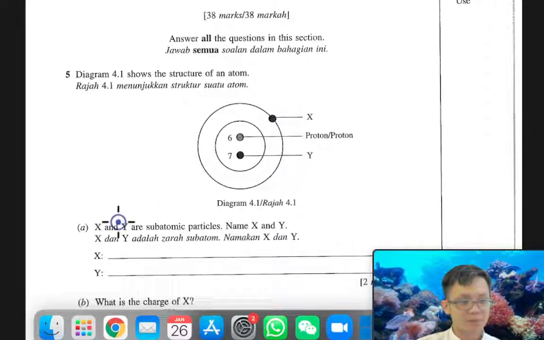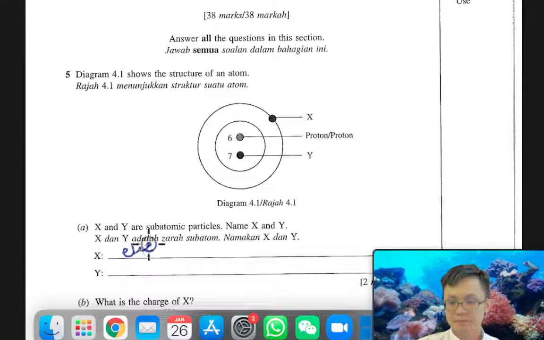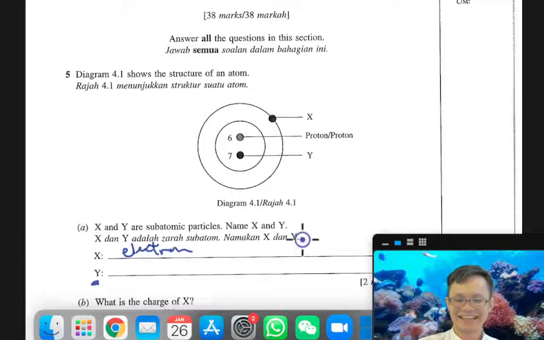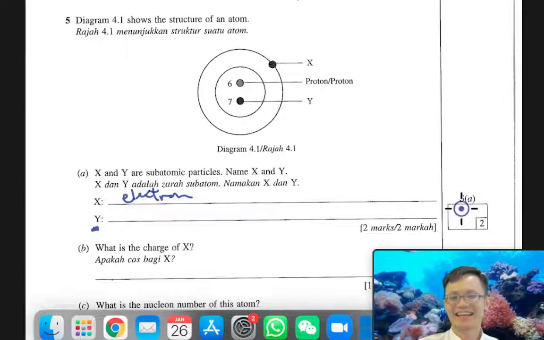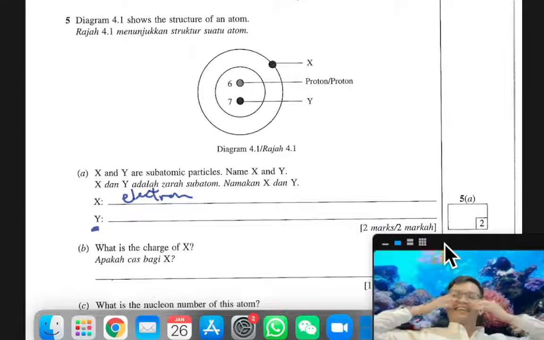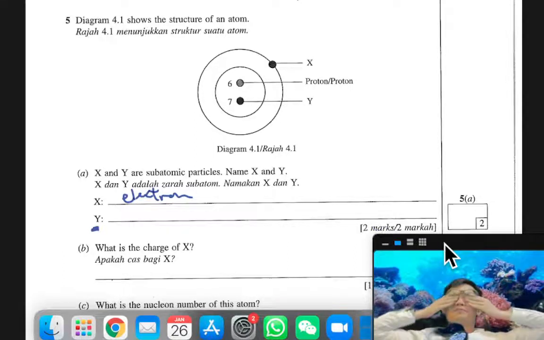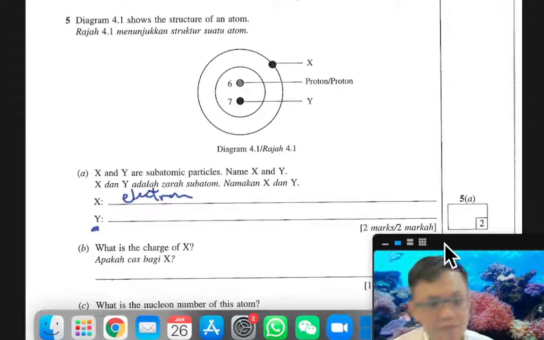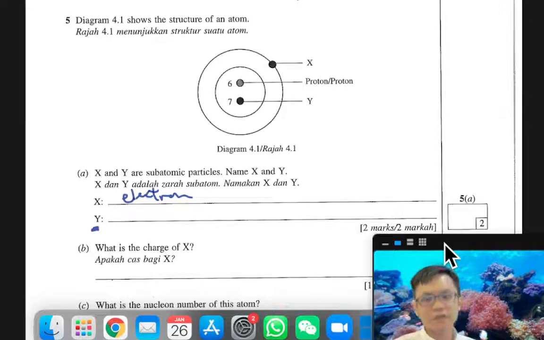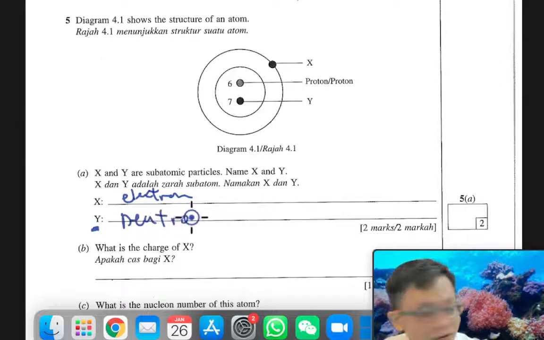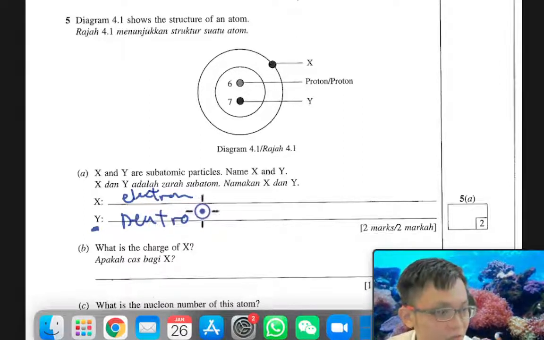Why? Because it's outside. Y is a neutron. Neutron, yes. Don't get this wrong, bro. It's very easy. Neutron.